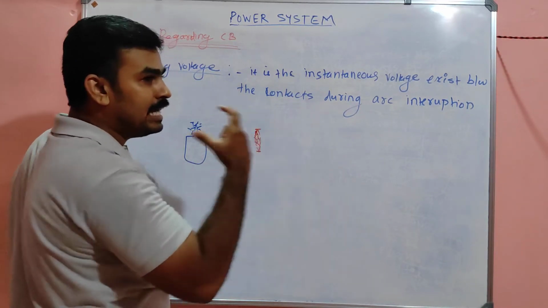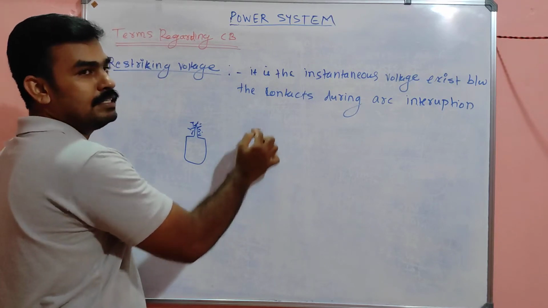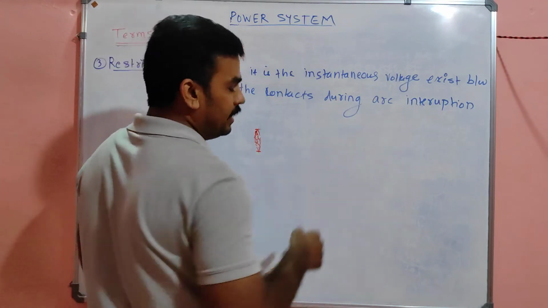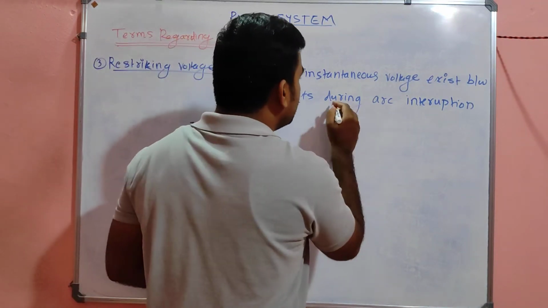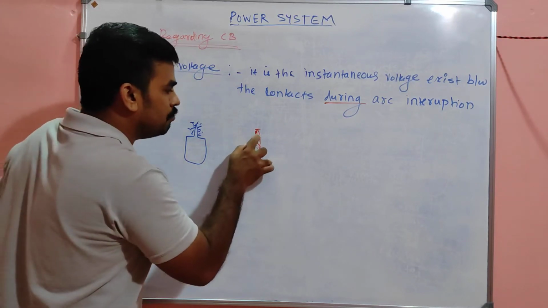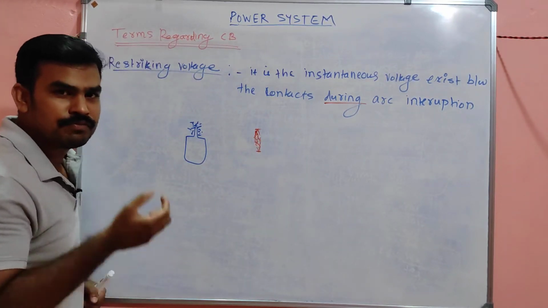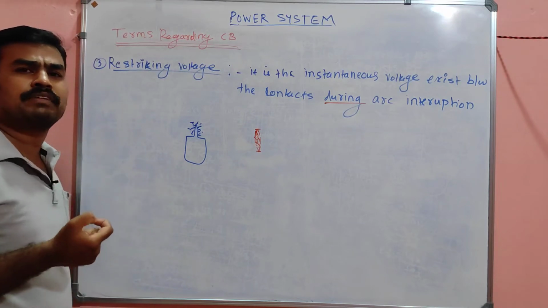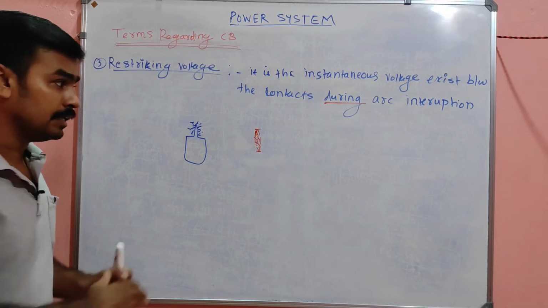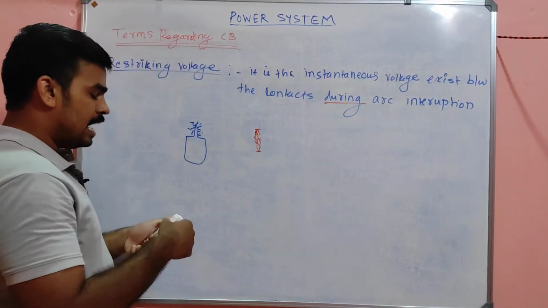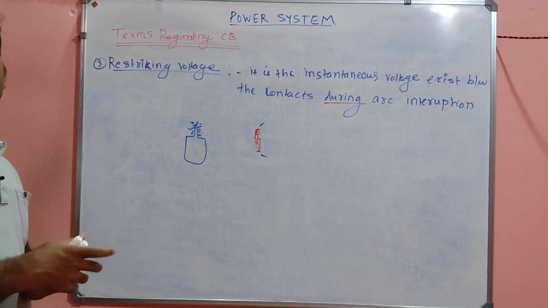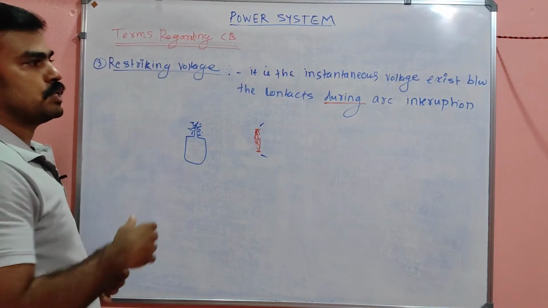At that time there will be some voltage across the terminals. That make and break happens during the arc interruption. That word "during" is a very important term. During the arc interruption, the make and break process continues for a very small duration, in the range of nanoseconds, depending upon the capability of the circuit breaker. At that time there is some voltage existing between the contacts. That instantaneous value is nothing but the restriking voltage.